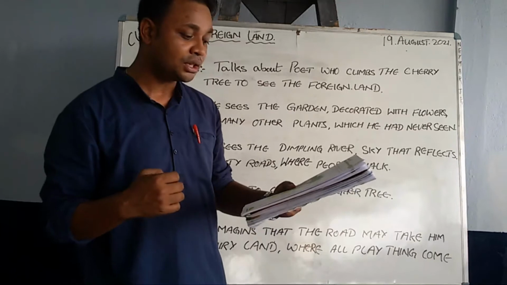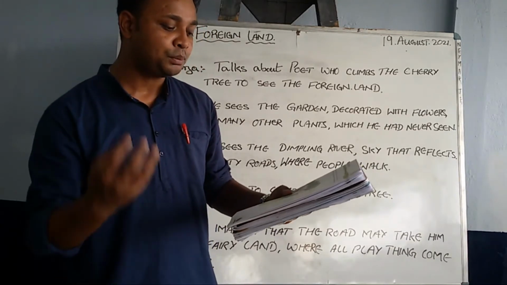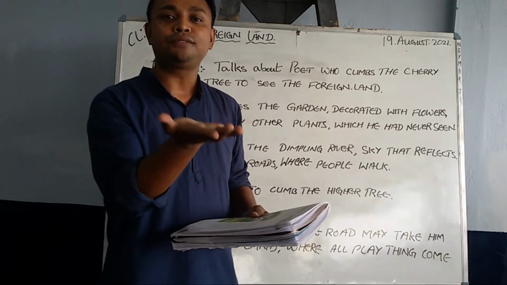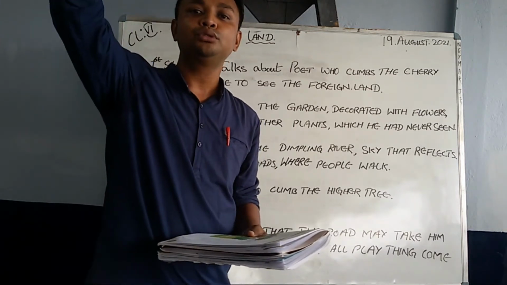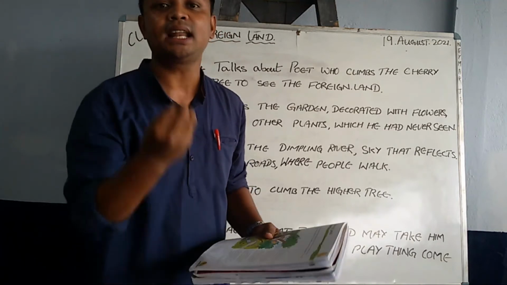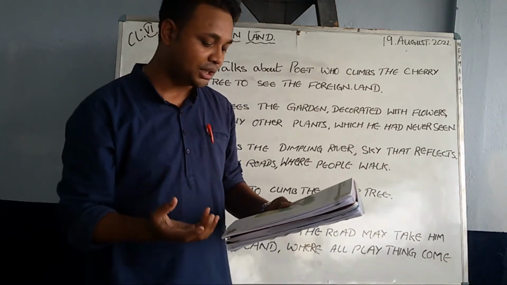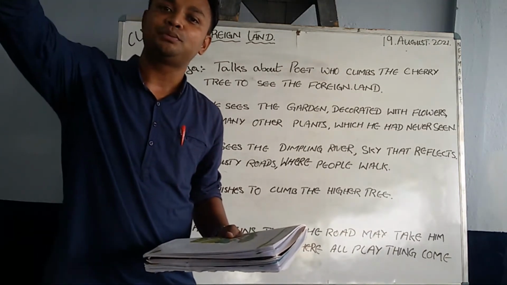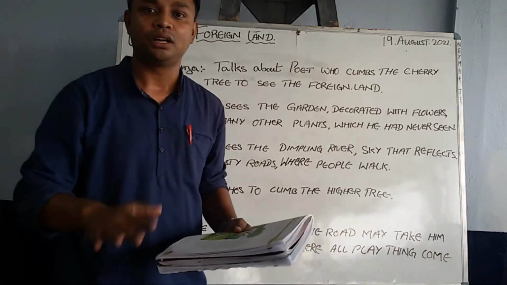And then he sees the sky's blue looking glass, like the river. Actually, it is reflecting the blue sky, and it is acting like a mirror there. And he says, I see the sky that is being reflected on the river.